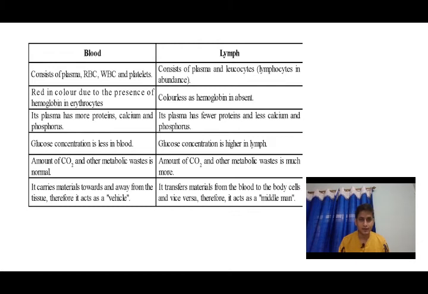Blood is red in color, whereas lymph is colorless. Why? Because of the presence of hemoglobin and RBCs. Here there is no RBC, hence there is no hemoglobin, hence lymph is colorless. Blood's plasma has more proteins, whereas lymph's plasma has fewer proteins and less calcium and phosphorus.